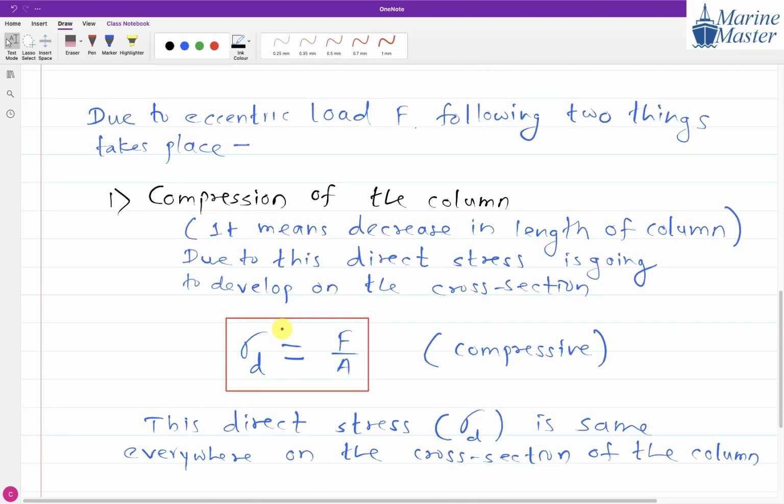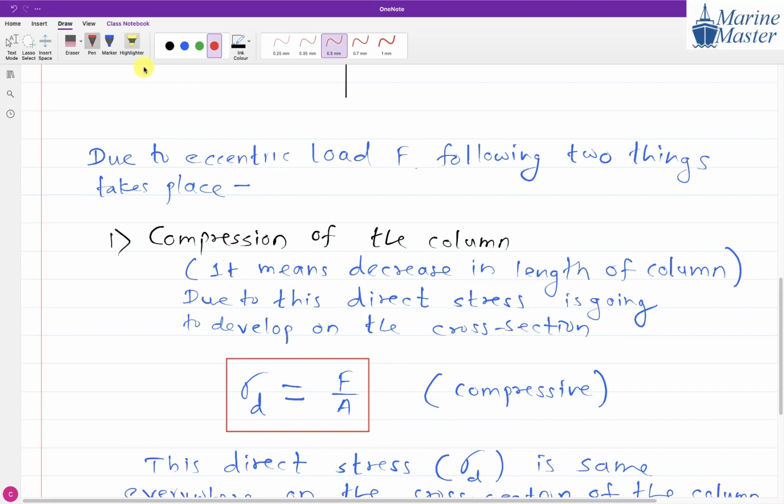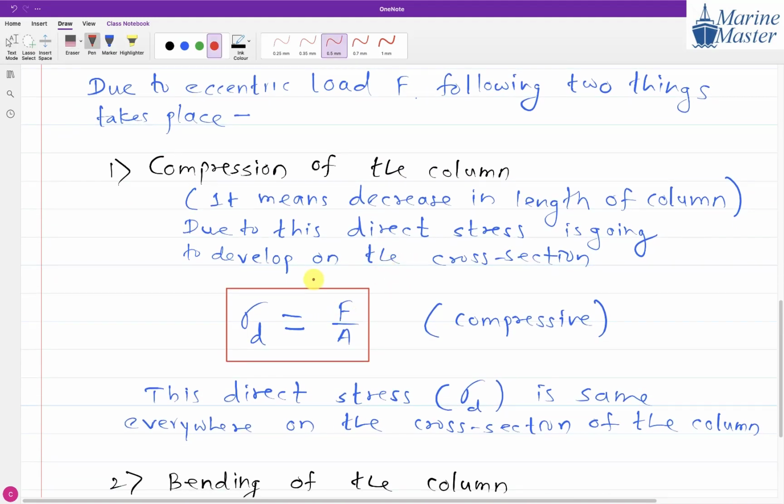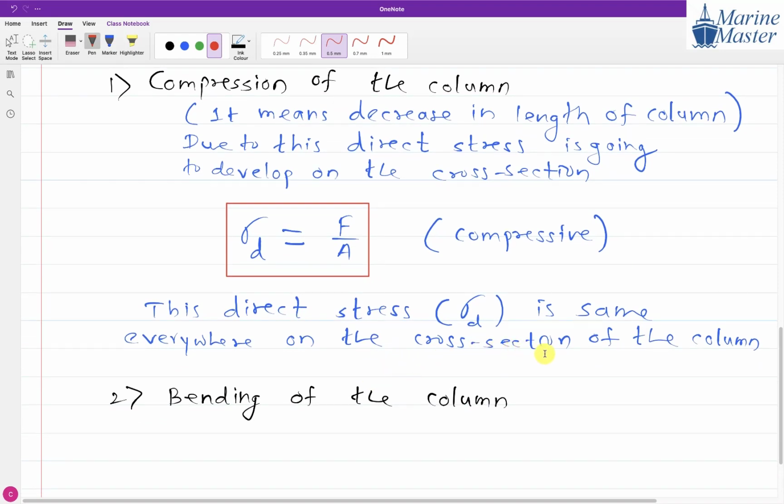Due to eccentric load, two things are going to happen. First thing is compression of the column. Due to compression of the column, direct stress is going to develop on the cross section, and that direct stress will be equal to F by A. Here the nature is compressive. This direct stress is the same everywhere on the cross section. Now the second thing is bending of the column.